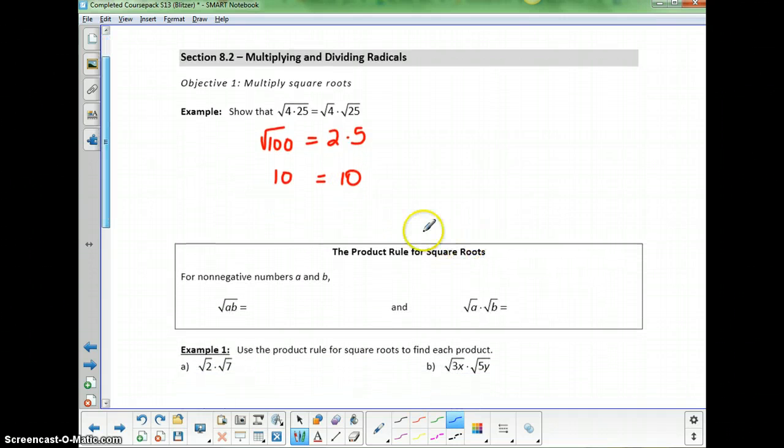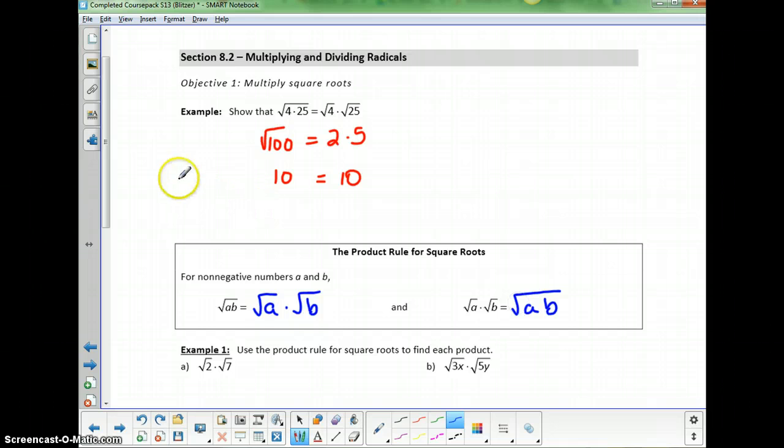rule for square roots. So the quotient rule for square roots says that if you have the square root of some number over the square root of another number, like in this example right here, that's the same thing as the square root of that fraction a over b. Okay, it's saying that we can take a square root that's written separately and write it as a single square root, or vice versa. A single square root can be written as two separate square roots in a fraction.